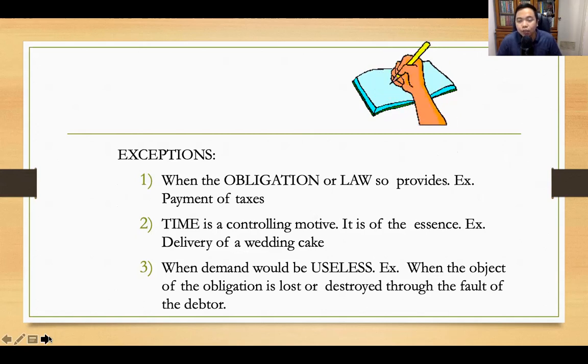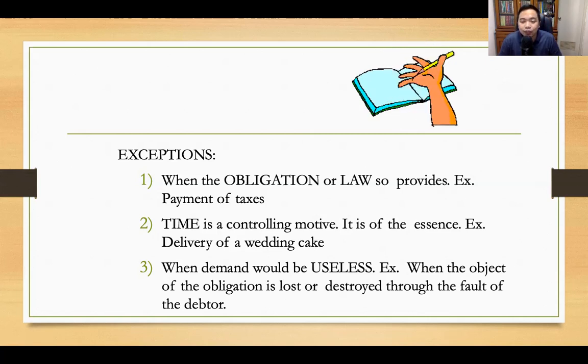Example, class, payment of taxes. If you do not pay your tax on time, the government need not send you a demand to pay in order to put you in delay. If you are delayed in the payment of taxes, automatically you will incur penalties and surcharges. Okay? Or when the time is a controlling motive, or time is of the essence, class.